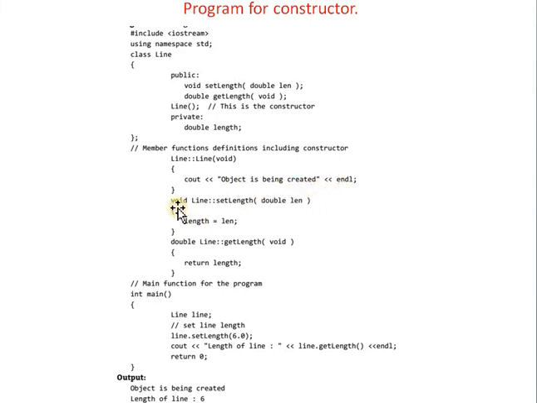Then next, there are two member functions in the class. The first one is setLength. This setLength function is defined outside. How to call it? Return type, class name, scope resolution operator and member function name. If it has parameters, then specify the different parameters. Then here the length variable initialization is done.